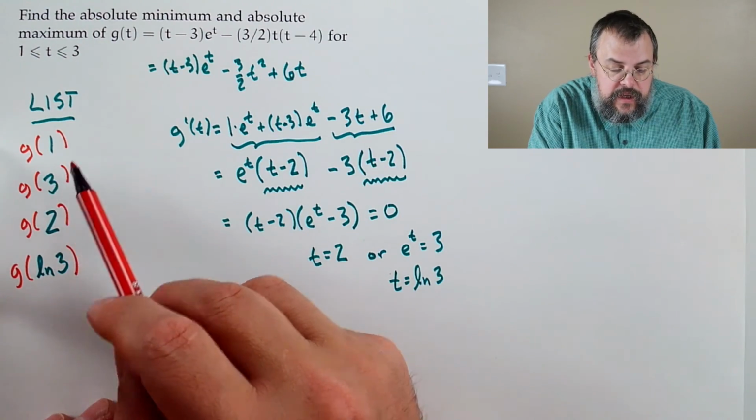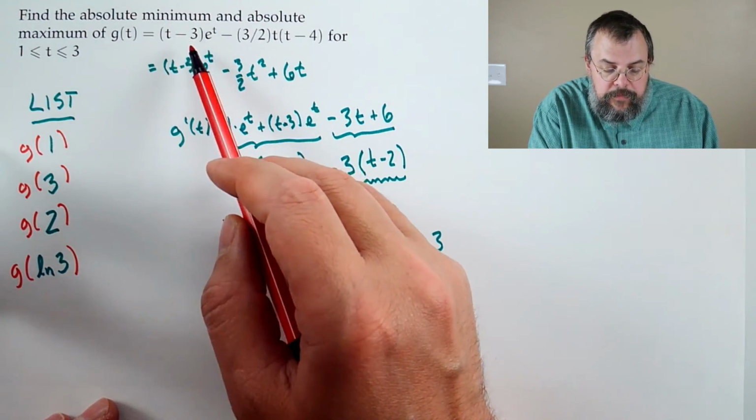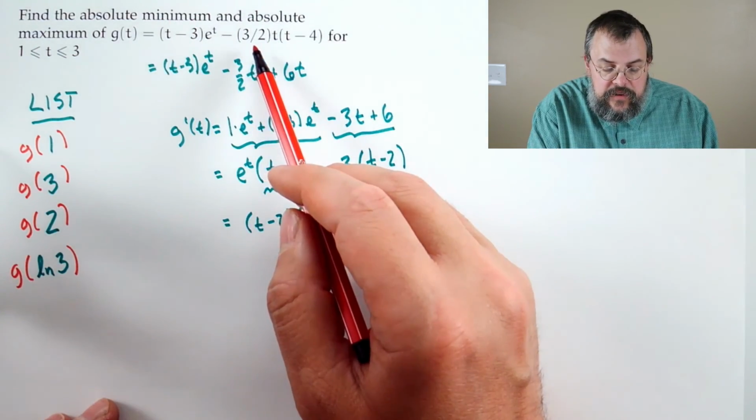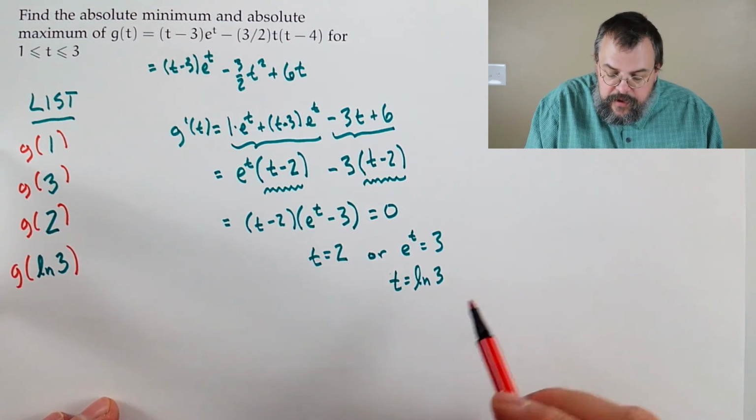Because what happens when you plug in 3? 3 minus 3 is 0, so that term goes away. Then you have minus 3 halves times 3 minus 4. So, all right, let's make some notes here.